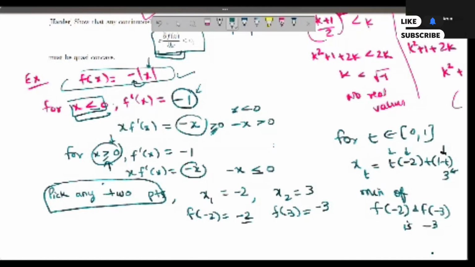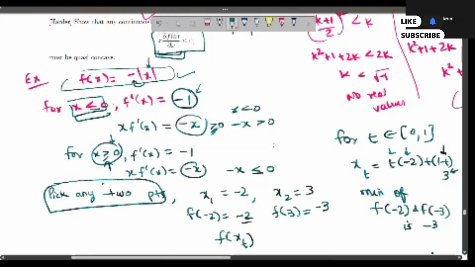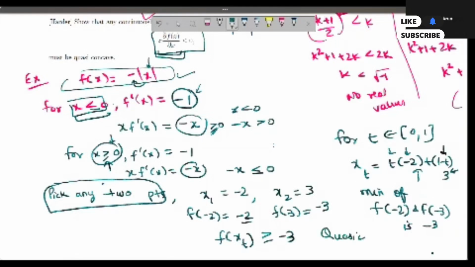And if you find out f at the combination using any value, that will always be greater than -3. Therefore it is quasi-concave. This is one way of doing it when you are assuming a function.